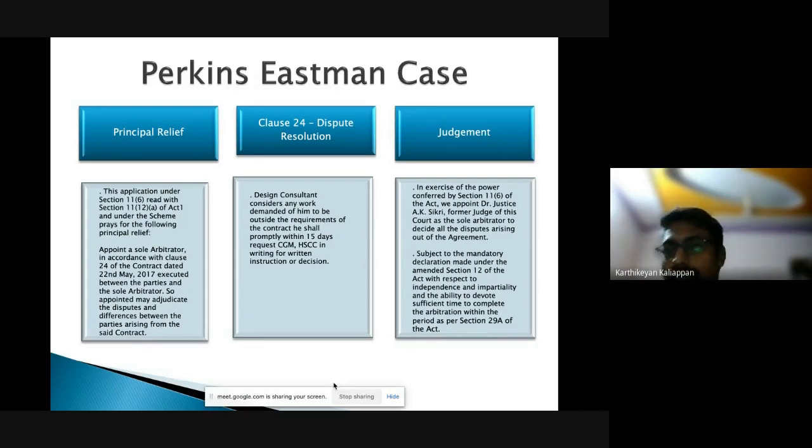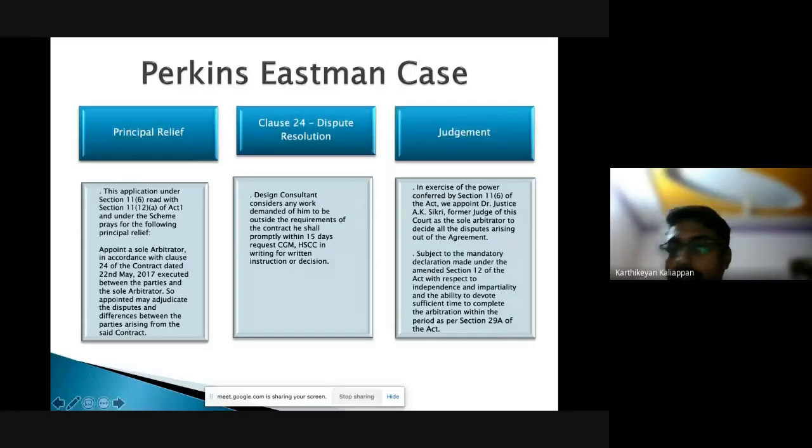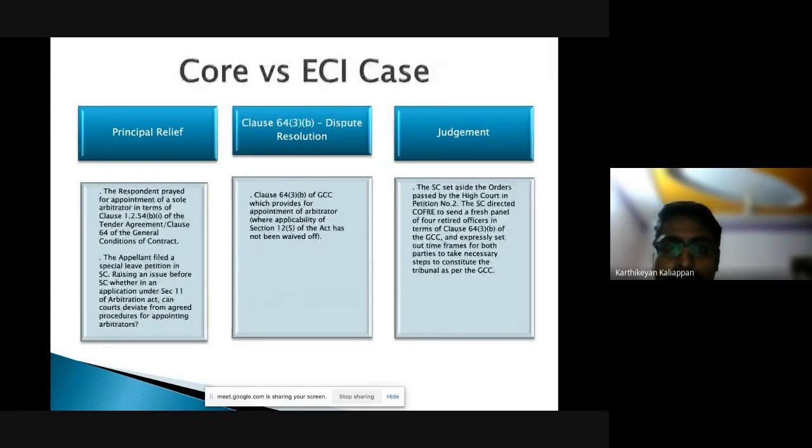So a new arbitrator, a sole arbitrator, has been appointed by the Supreme Court, and the arbitrator appointed by the respondent was ruled out. So that's the case with Perkins Eastman. So the Supreme Court ruled out the existing arbitrator, and then it appointed a new arbitrator in order to continue this case. So that's the outcome of this case. And let's move on to the next case. That is the Core versus ECI case.